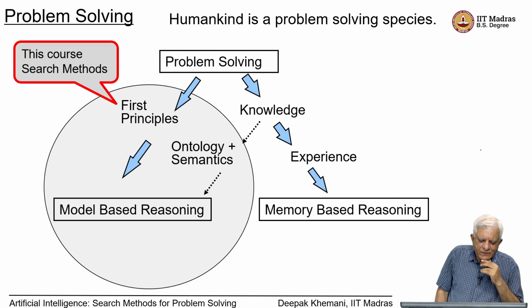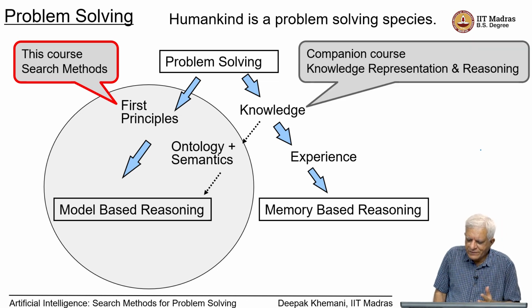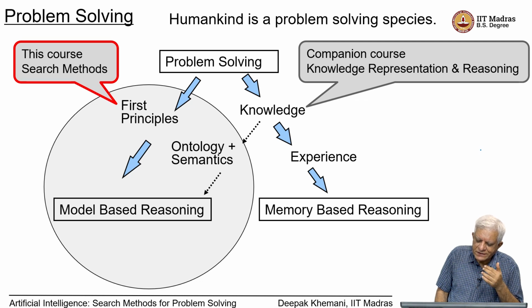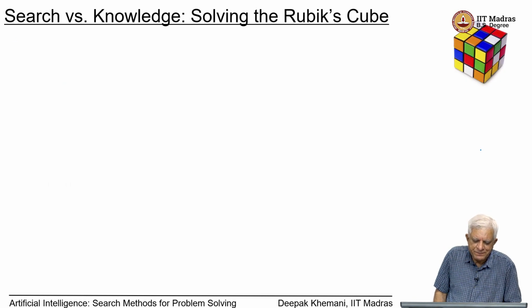So, in this course we will focus on search methods, which are the first principles methods, and I have a companion course called knowledge representation and reasoning, in which we look at how to represent knowledge and reason with that. It is not even a course on memory based reasoning, where we have actually a third course, but I am not offering that at the moment.